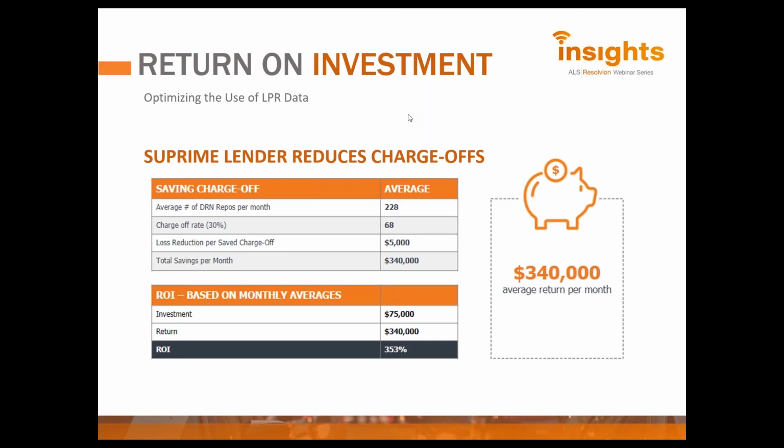And if you think about that, and then you add in the impound savings and the other data sets that they're using, it could be almost $500,000 in savings on a monthly basis, and just asset value that they're bringing back on the books that in some cases would have charged off, and that would have been a full balance charge-off loss to the organization.